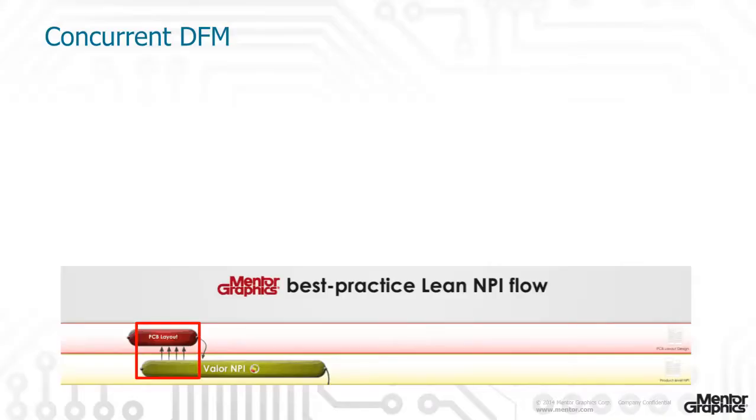Thanks, Sangeeta. In summary, you have seen how the Valor DFM technology running alongside a designer's desktop offers a range of analysis checks that deliver high value and where problems can be fixed easily within the layout system during the design process, as opposed to waiting for the NPI team to report the problems after the design is complete.